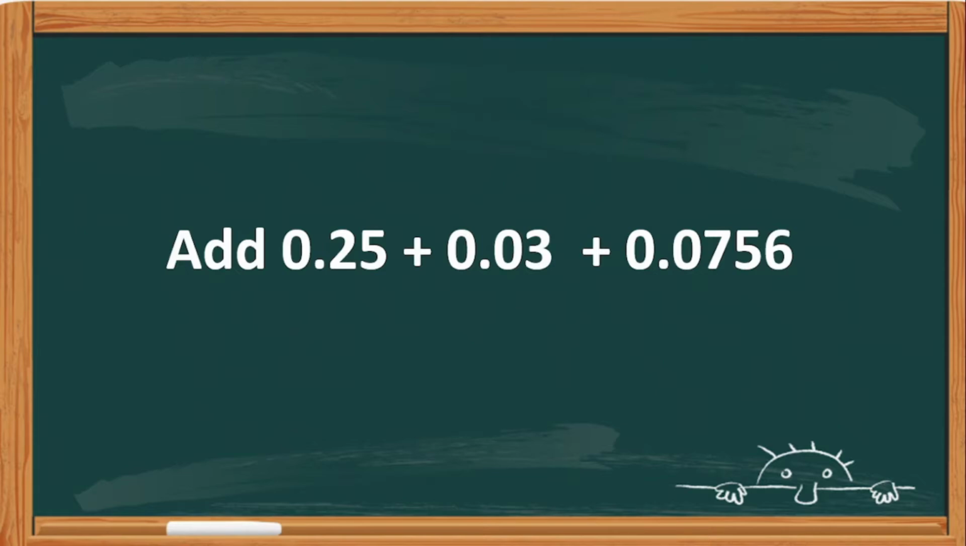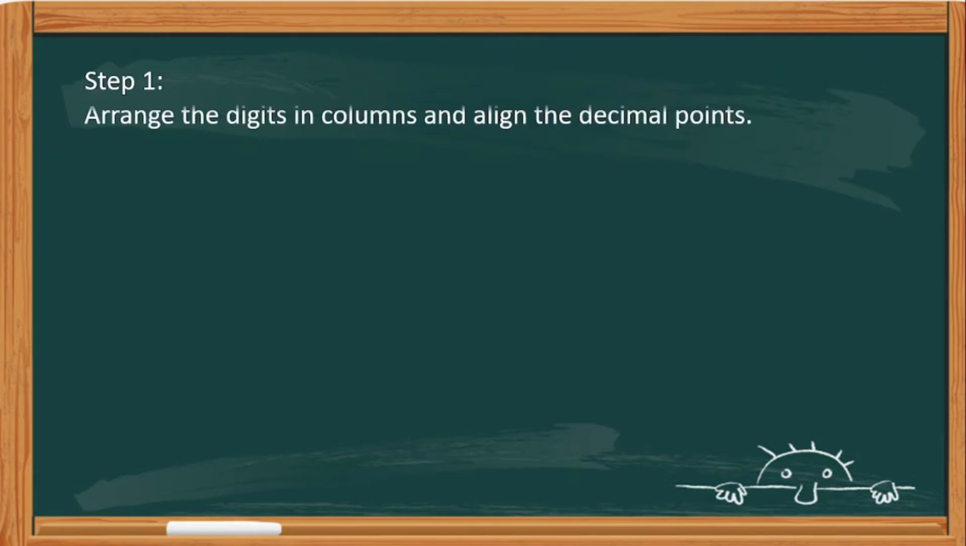Add 0.25 plus 0.03 plus 0.0756. Step 1. Arrange the digits in columns and align the decimal points. Step 2.